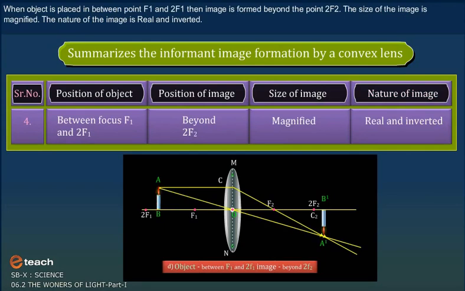When object is placed in between point F1 and 2F1, then image is formed beyond the point 2F2. The size of the image is magnified. The nature of the image is real and inverted.